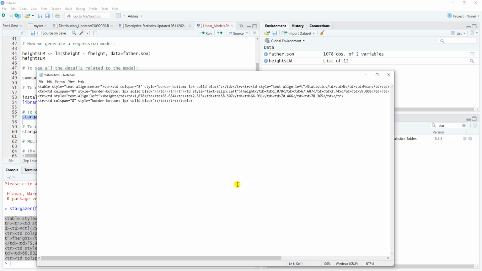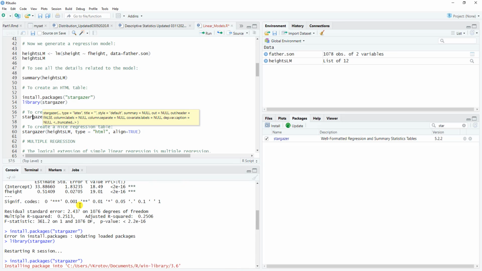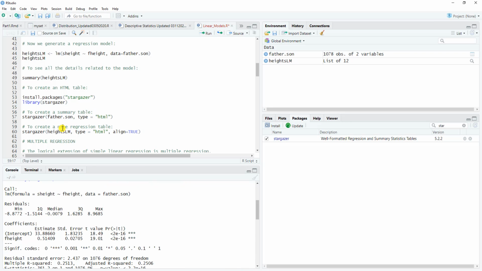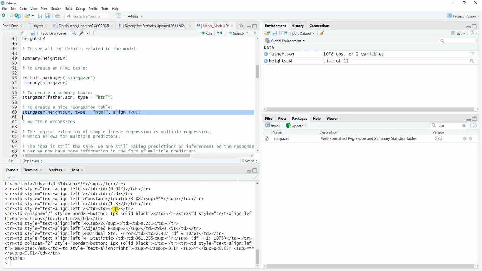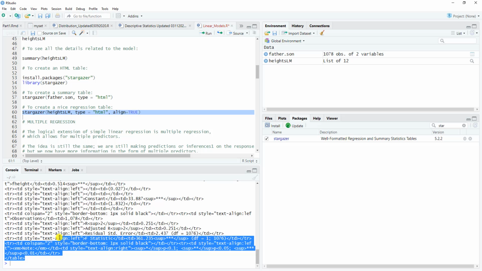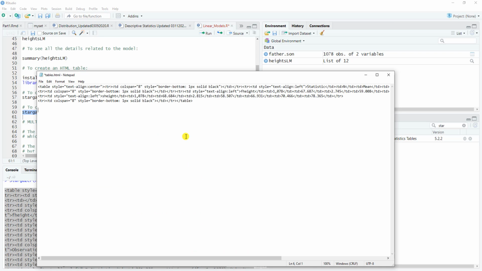So this is table 1, and then we'll use the stargazer function to create a nice looking regression table that contains all the outputs that you just saw, but in a nice Microsoft Word-like fashion. So we run this command. This is our HTML output. Again, I will just copy it from the console using Ctrl+C, and I'll append it to our HTML table here.